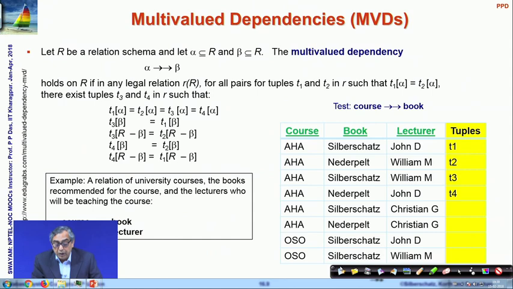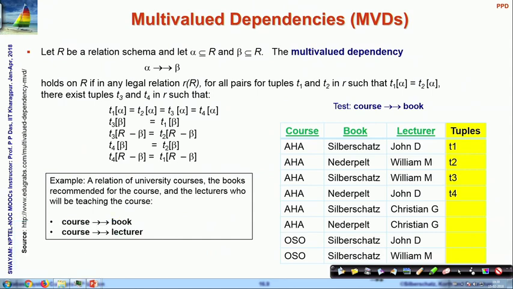So, here is course, book and lecturer. It is a relationship of university courses. Now, naturally, every course has multiple recommended books, and every course has been taught by multiple different lecturers from time to time. So, a course can have multiple books, and it can be taught by multiple lecturers. So, there is a multi-valued dependency here, and therefore, I can have an instance of this particular relation, and I am just showing you how to test for the multi-valued dependency course multi-determines book.